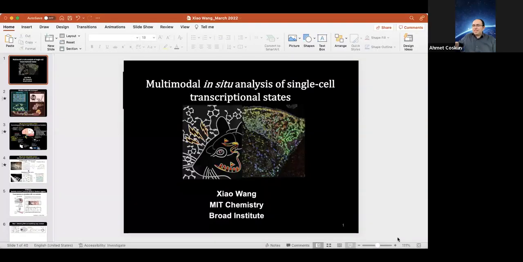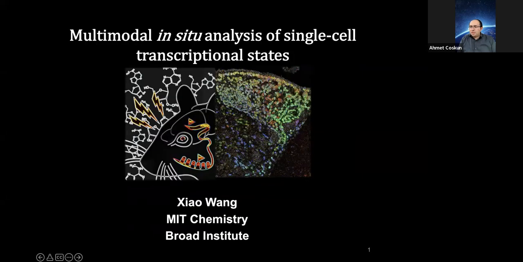Briefly, Xiao is currently a core institute member of the Broad Institute of MIT and Harvard, an assistant professor in the Department of Chemistry at MIT. She started her lab in 2019 to develop and apply new chemical, biophysical, and genomic tools to better understand brain function and dysfunction at the molecular level. Previously, Wang was a postdoc at Stanford with Professor Carl Deisseroth, where she was a fellow of the Life Science Research Foundation. And at Stanford, she developed comprehensive methods for analyzing RNA in intact tissues.